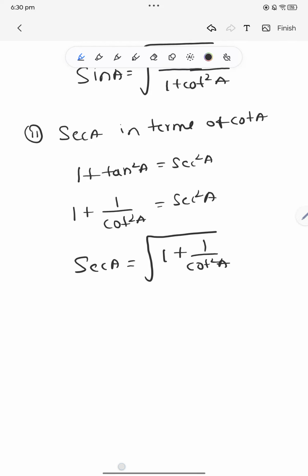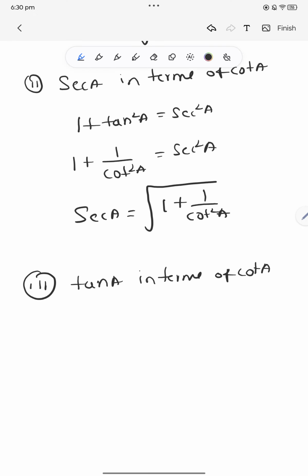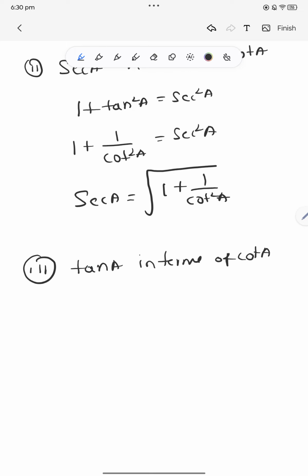Third one, tan A in terms of cot A. This is a bonus kind of question. You can expect this kind of question for 1 mark. They are checking your formula knowledge. So tan A is equal to what? Reciprocal of cot, 1 by cot A.